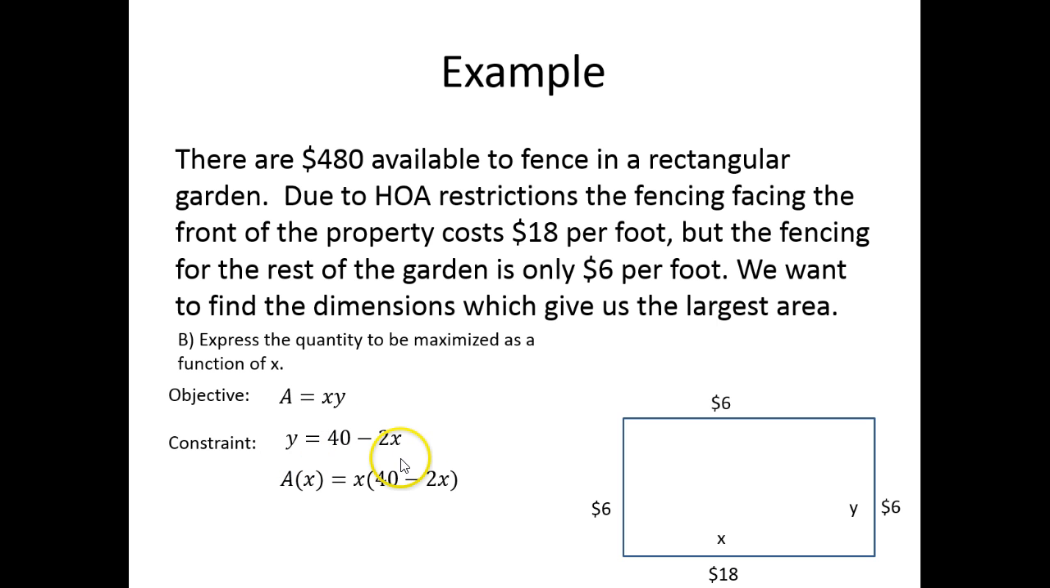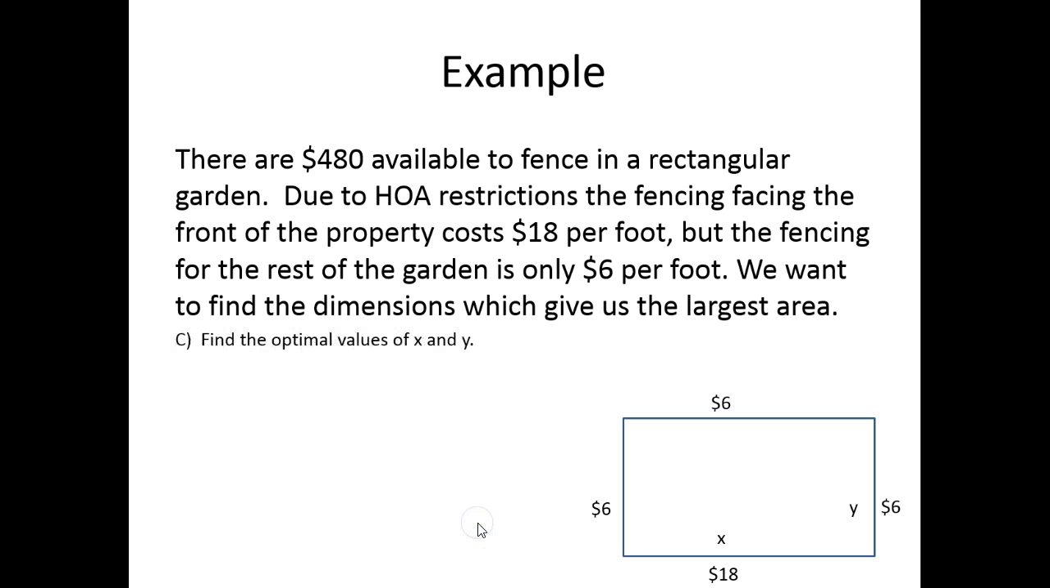Y is 40 minus 2x. Now I'm going to simplify it. Area is a function of x. A of x equals 40x minus 2x squared. The last part says find the optimal values of x and y.